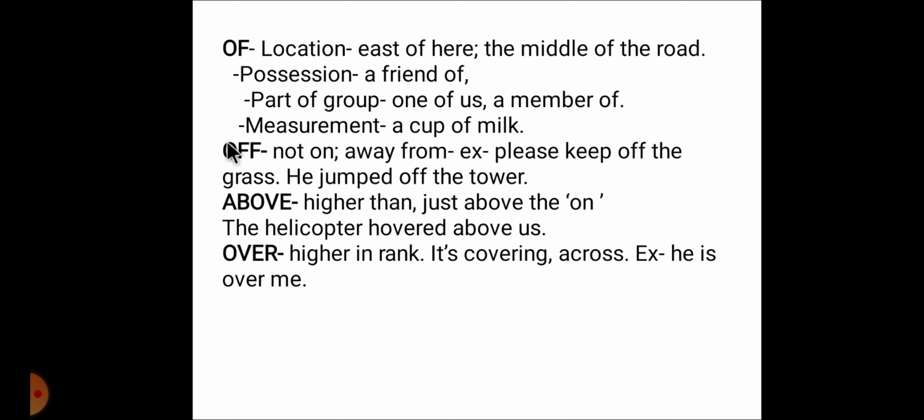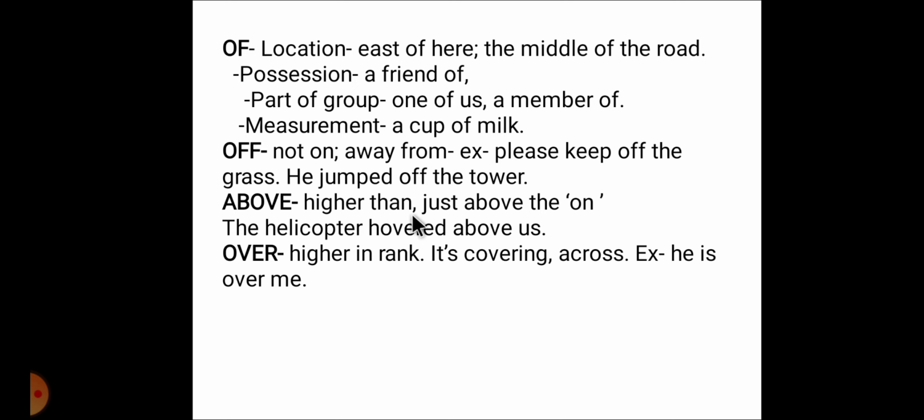Off. This off is a very confusing one. It means not on, away from. Example, please keep off the grass. He jumped off the tower. So jumped off the tower means, sometimes a man sits on the tower, and if he suddenly falls down, he is never on the top. So that shows he is not on the tower, he is under the tower.